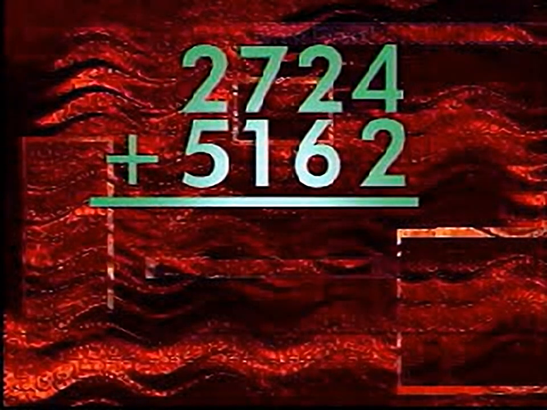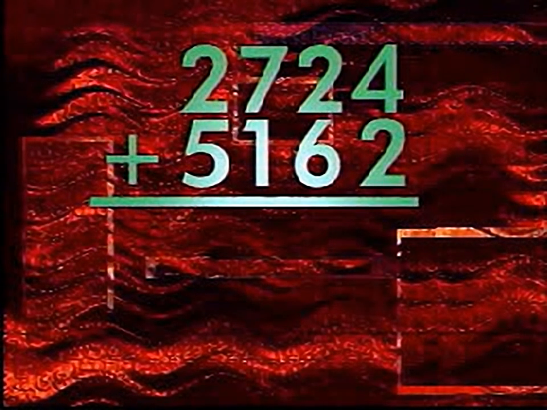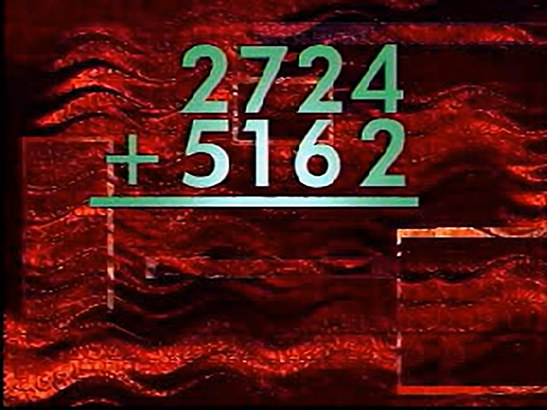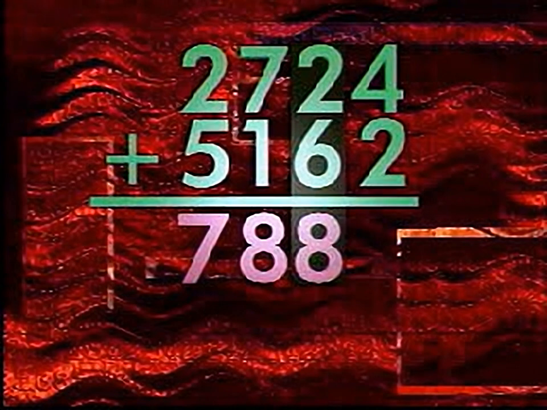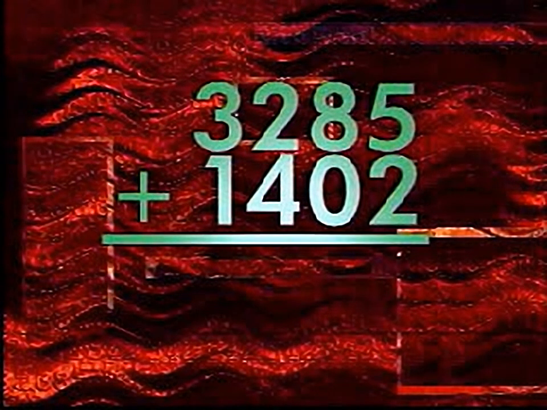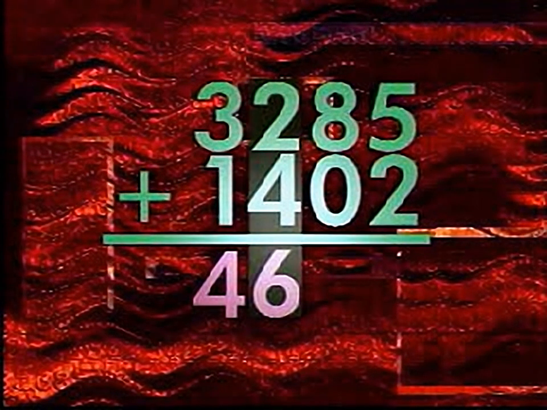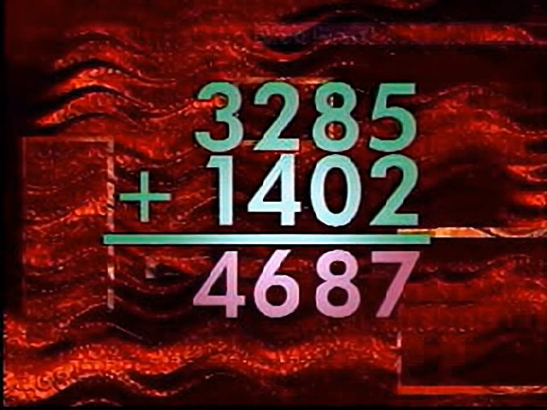Are you ready for a bigger one? We'll try this and we'll help you out. 2,724 plus 5,162. Our 2 and our 5 are in the thousands place, so we say 7,886. Not bad. Let's do one more together. 3,285 plus 1,402. We're in the thousands place again, so we say 4,687.